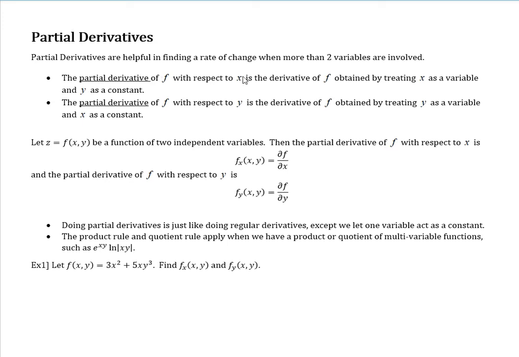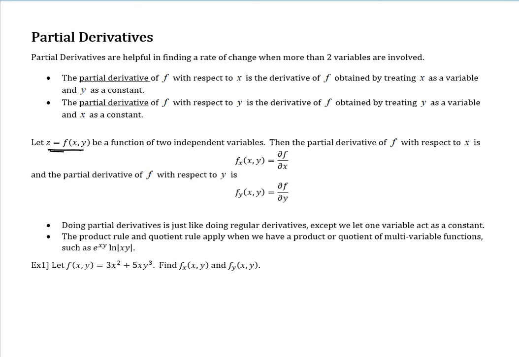Partial derivatives are helpful in finding a rate of change when more than two variables are involved. The partial derivative of f with respect to x is the derivative of f obtained by treating x as a variable and y as a constant. The partial derivative of f with respect to y is the derivative of f obtained by treating y as a variable and x as a constant. We usually let z be the other, so z equals some xy expression.